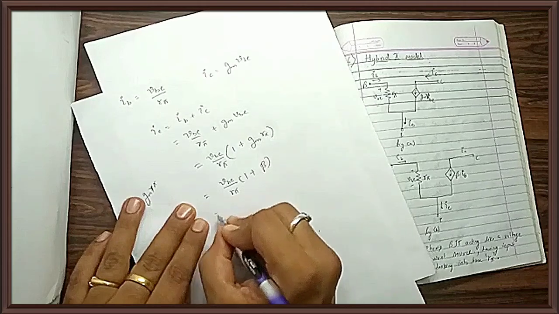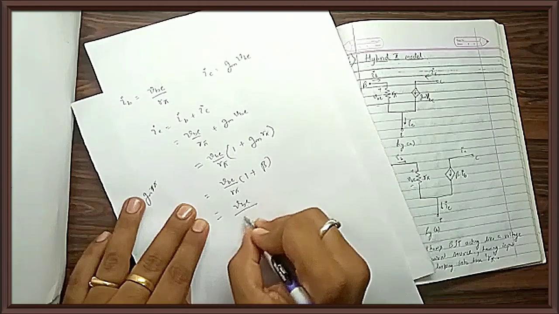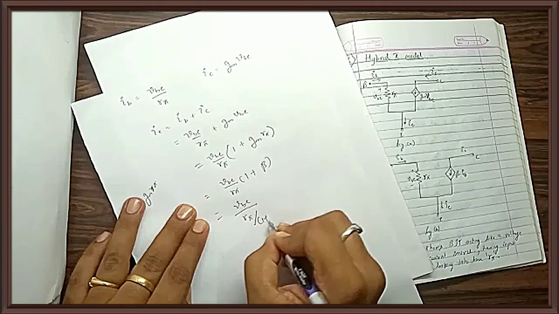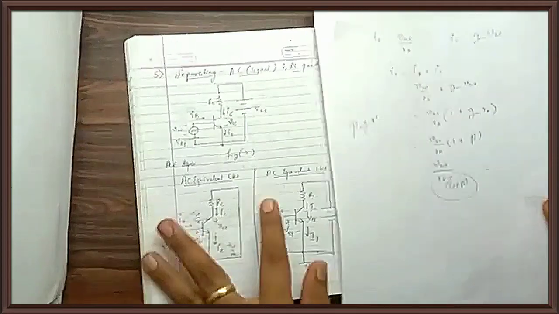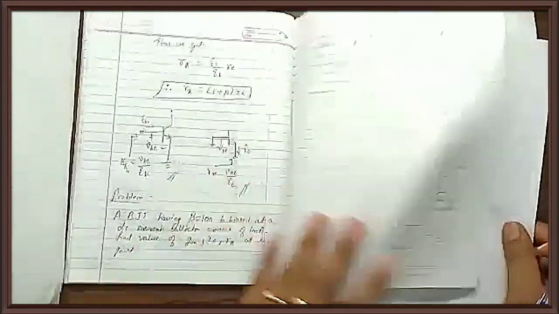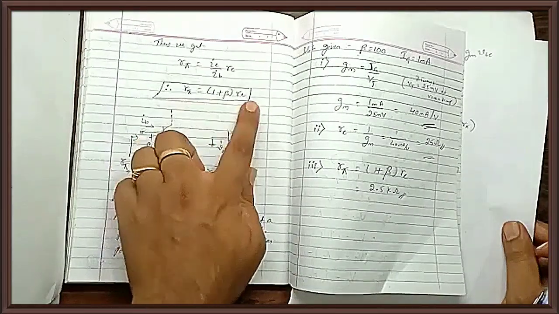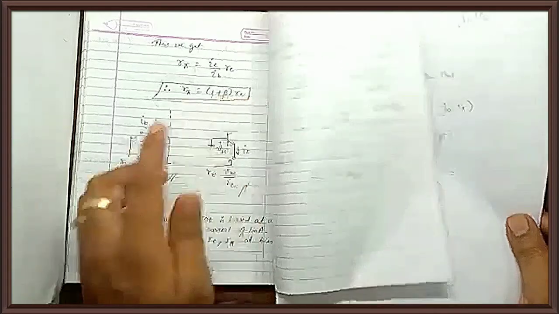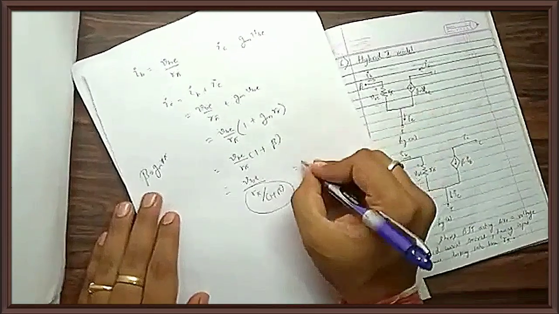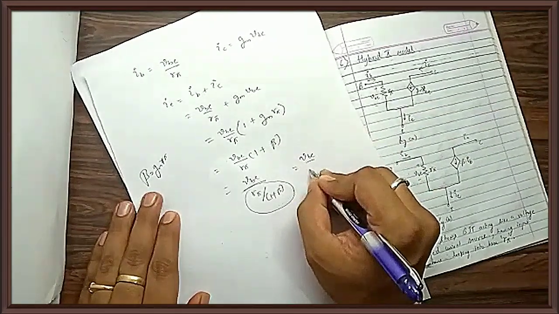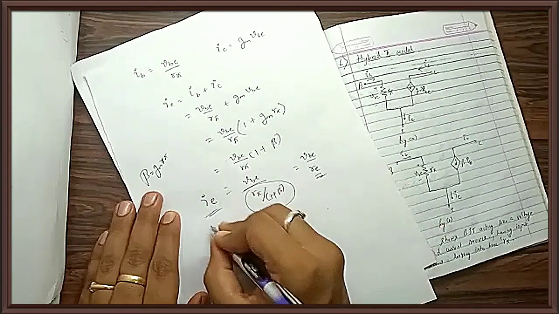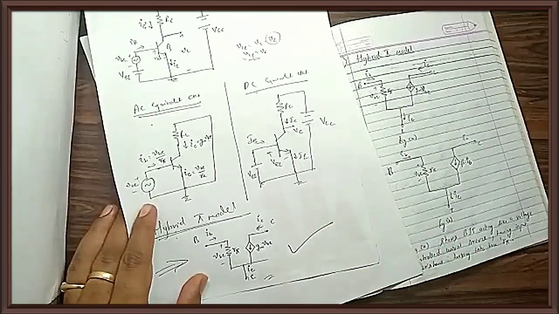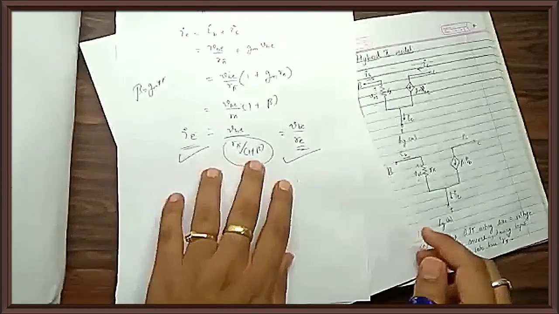This I can write as VB divided by R pi whole divided by 1 by beta. Correct? What is R pi divided by 1 by beta? As you all know, R pi divided by 1 by beta is re. So it will be equal to VB by re. That is nothing but IE. IE is VB by re. So my diagram is verified. Hopefully I am understandable. Correct?